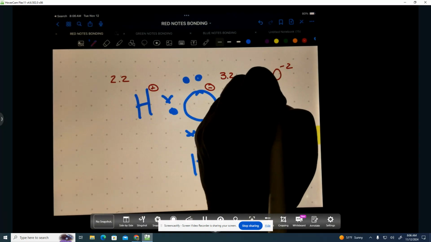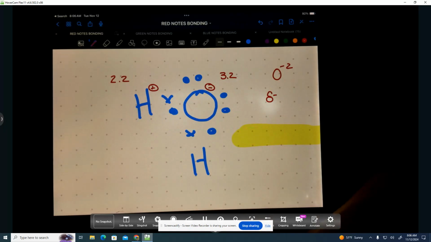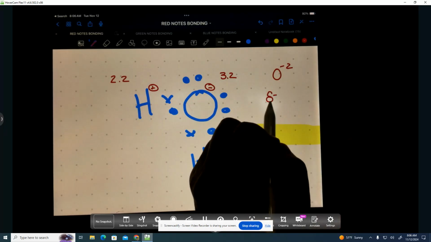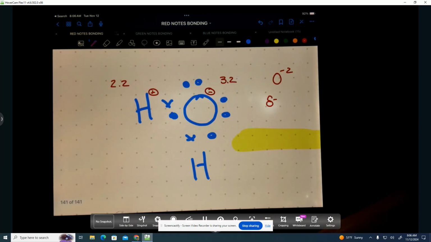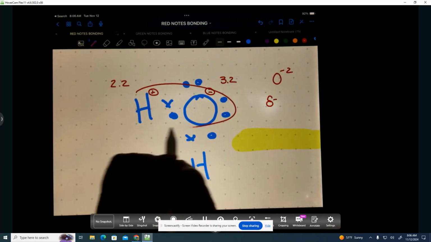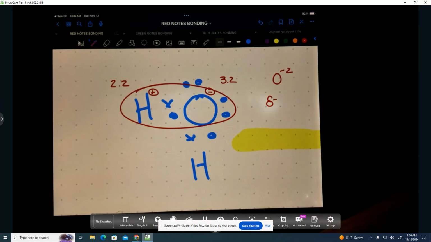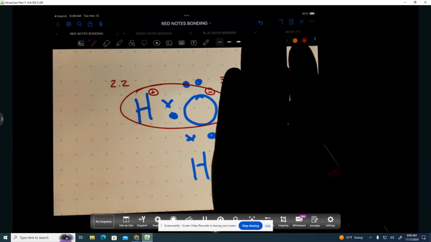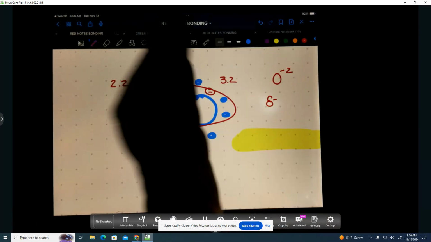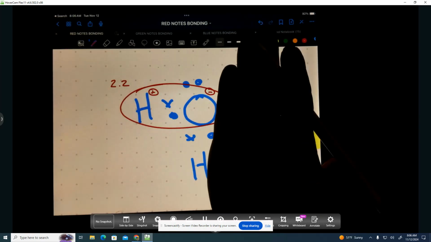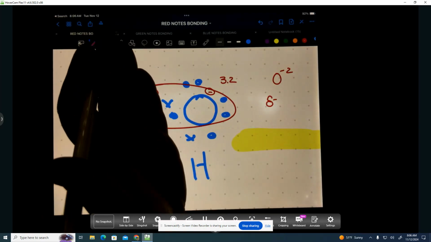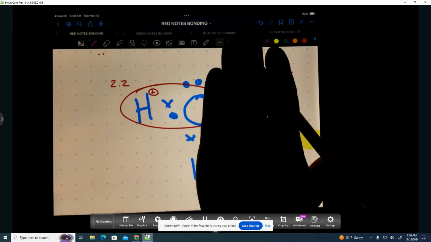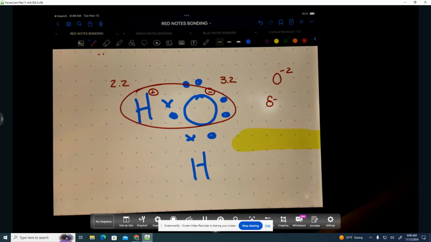Or you might see something that looks like this. That's kind of fun to draw. It means slightly negative and slightly positive. This bond right here is called a polar covalent bond. Polar because it has a positive pole and a negative pole. It has a north pole and a south pole. It has a positive, it has a negative. It is a polar covalent bond.